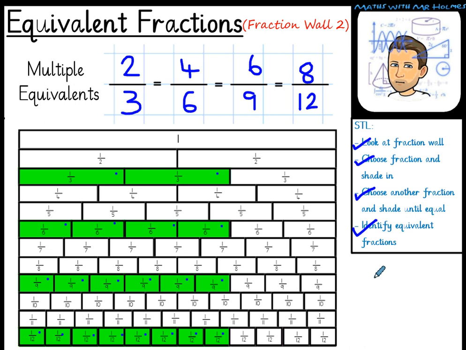So, down to you then. Follow the steps to learning and see how many equivalent fractions you can find. It's as easy as that.